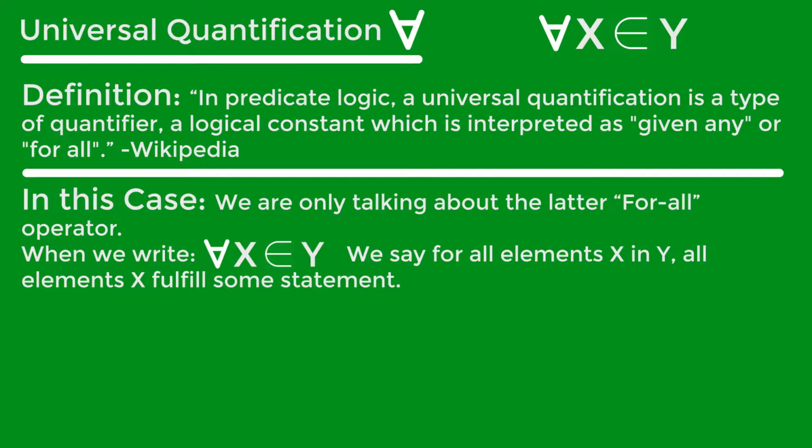When we write for all x in y, we say that for all elements in y, a certain property is fulfilled, for instance. We can also say that for all x in y, a certain property is not fulfilled. When we say for all x in y, when x divided by 3 equals 1, we are saying that for all elements in y, when they are divided by 3, they equal 1.